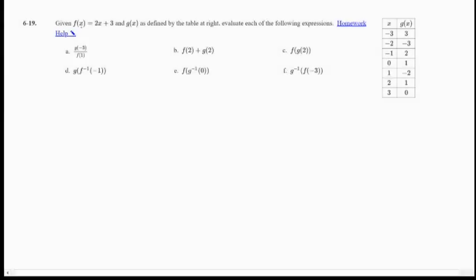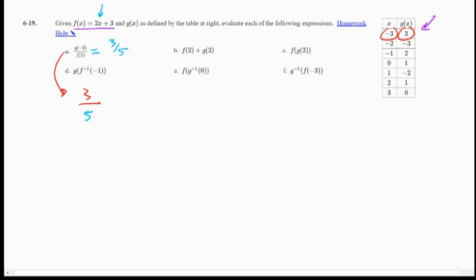Here I am given two functions, f of x equals 2x plus 3, and g of x, which we're given this table for. And we're asked to evaluate each of the following expressions. So first thing that I'm going to do for a here is g of negative 3. When I plug in negative 3, g of negative 3 is 3. So this becomes 3 over f of 1, so 2 times 1 plus 3, which is 5. So a is equal to 3/5.